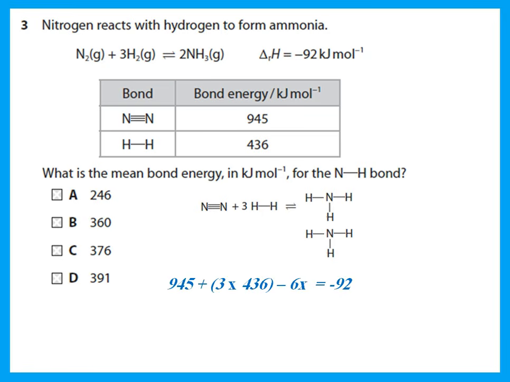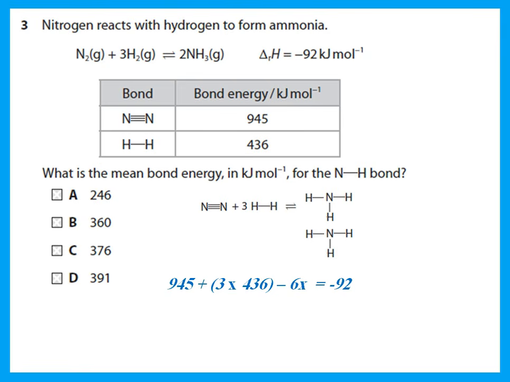We have a nitrogen bond, which needs 945, plus I have 3 HH bonds, so that's 3 times 436, minus the products. Now in the products I have 3 NH bonds in each NH3, but then I have 2 NH3 molecules.